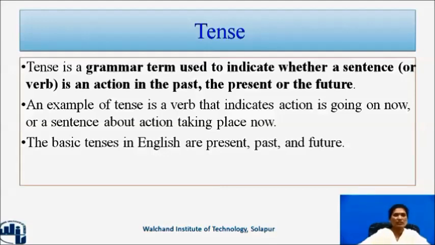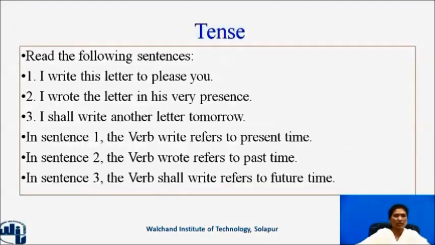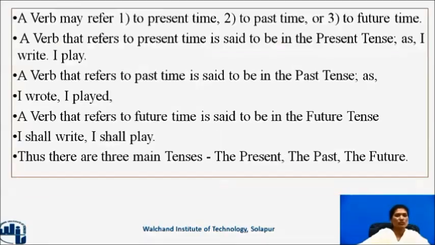The basic tenses in English are present, past and future. Read the following sentences so that you can understand the tense form of the verb. I write this letter to please you. I wrote the letter in his very presence. I shall write another letter tomorrow. In the first sentence, the verb write refers to present time. In the second sentence, the verb wrote refers to past time. In the third sentence, the verb shall write refers to future time.